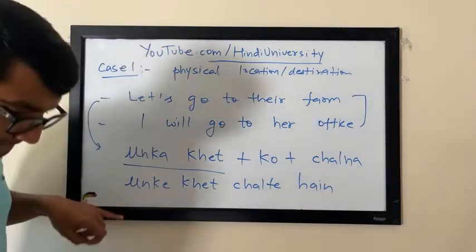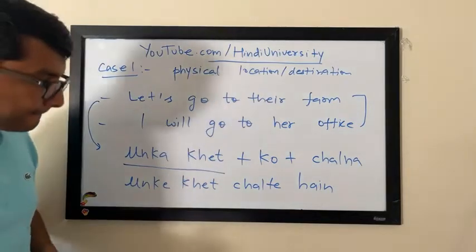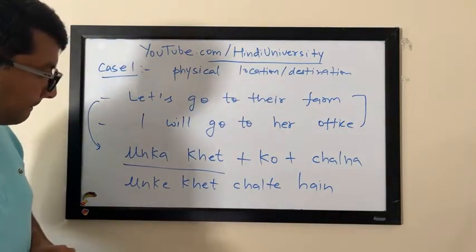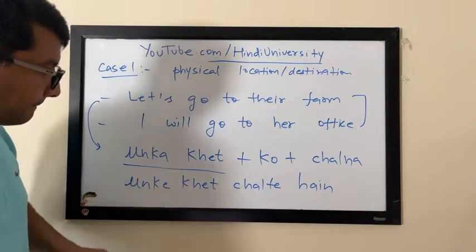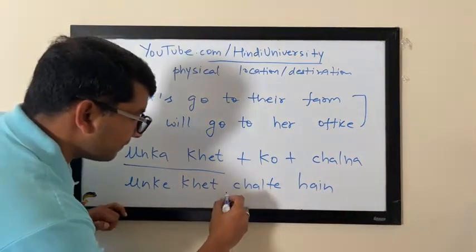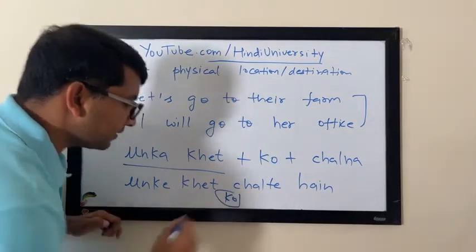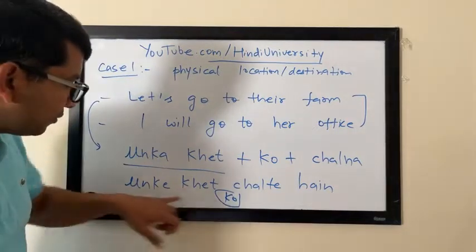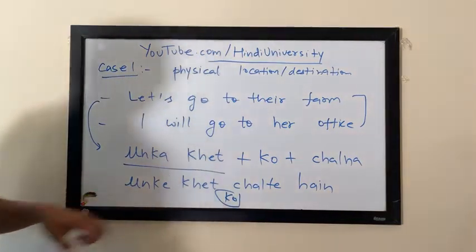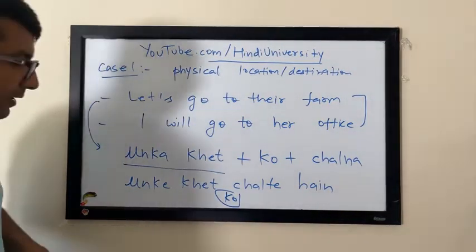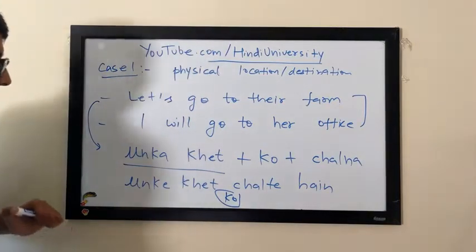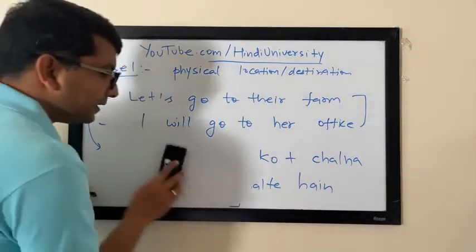I had a question: the unka goes to unke because of the implied ko making it oblique. That is correct. Very good. I'm glad you asked it. Because of the implied ko, unka becomes unke. Okay? Unke khet chalte hain. Great. Let's do the next one.